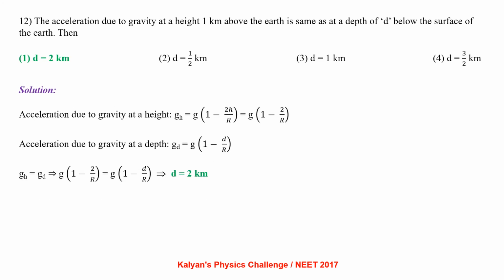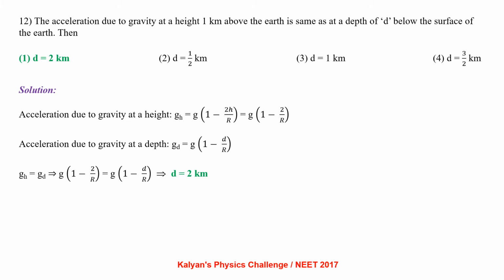The acceleration due to gravity at a height 1 km above the earth is the same as that at a depth d below the surface of the earth. Since the given height is 1 km, which is negligible as compared to the radius of the earth, that is 6400 kilometers, we can apply the approximate formula for variation of acceleration due to gravity with respect to height, that is gh equal to g of 1 minus 2h by R.